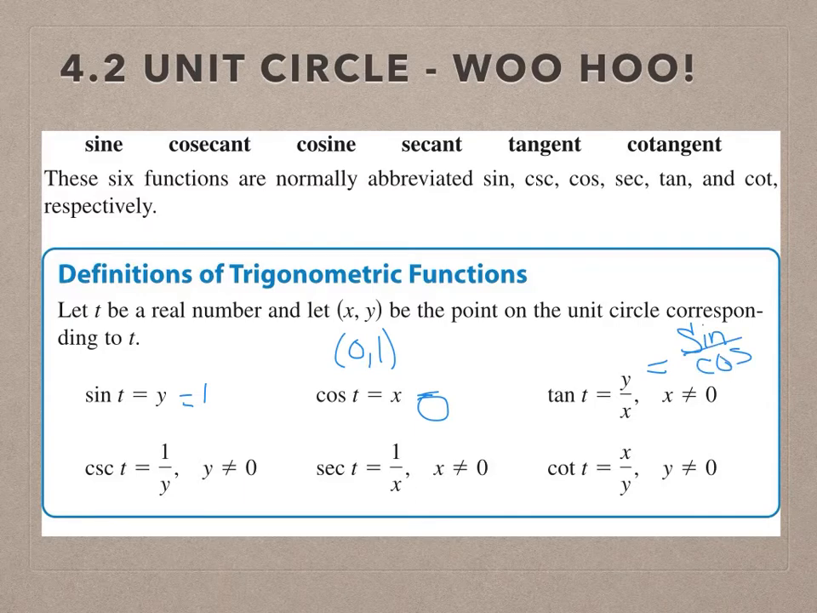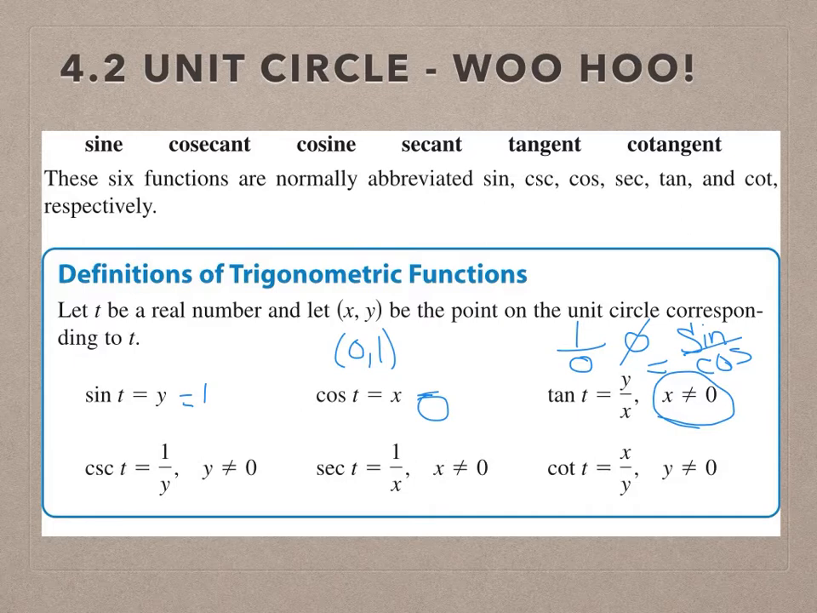Okay, so in our case here, my sine is 1 and my cosine is 0, but this key piece here says that x cannot equal 0. That's your domain restriction. So if I end up with 1 divided by 0, that tells me that the tangent is actually undefined for this point on the unit circle.